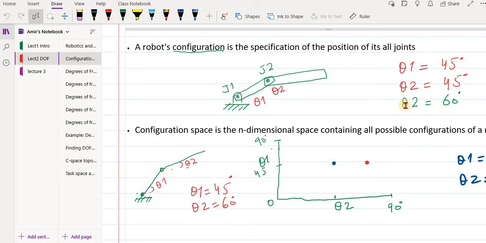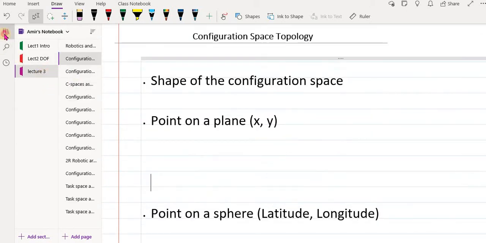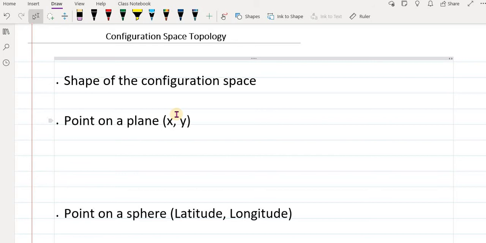And if we write all the configurations, then it becomes a configuration space, where theta 1 and theta 2 have all possible values. You can say that the configuration space is an n-dimensional space containing all possible configurations. So now we know what a configuration is. C-space topology is just like the shape of the configuration space. So topology, we can call it the shape of your C-space.